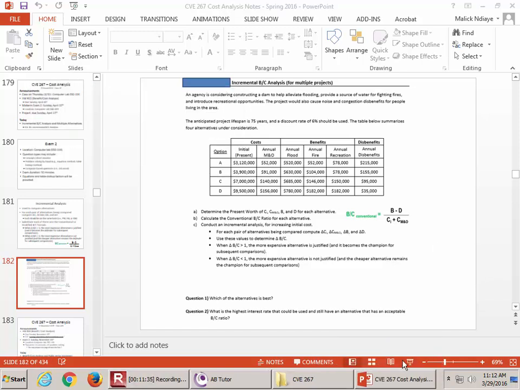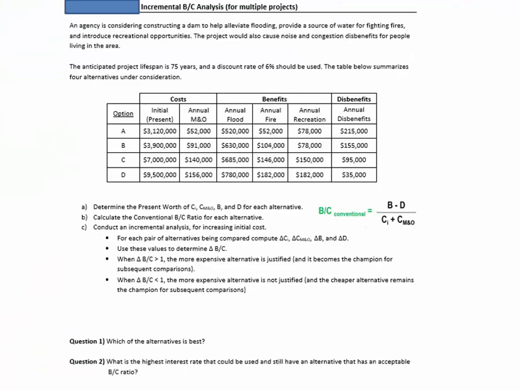All right, so let's take a look at what we've got here. We have several different options. We've got option A, B, C, D. Option A is the cheapest, 3.2 million, and they're increasing in order. And this is a dam project. We can choose different types of dams, and depending on how much you spend, there are differences in how much they cost to maintain on an annual basis. So the costs, you can see, there's two different categories of costs. There's the initial construction cost and then the annual maintenance and operation.